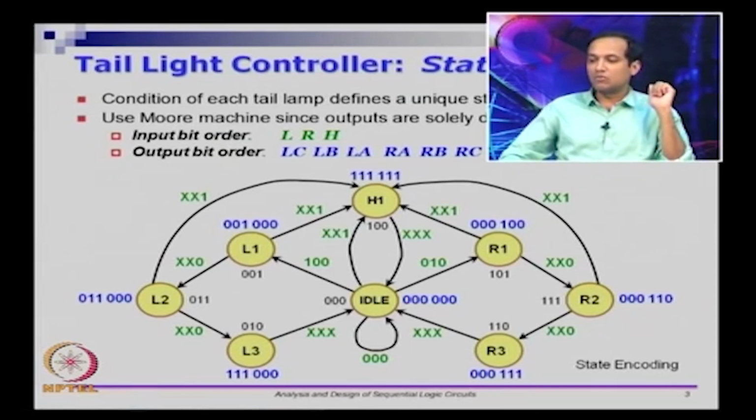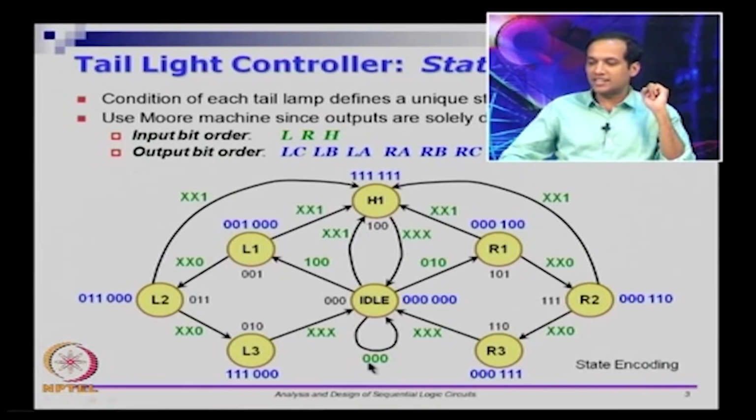In state encoding, for each of the states, instead of symbols H1, R1, idle and so on, we give bits. So let us see the number of states here. There are 3 states for the left, 3 states for the right and 2 states for this, that is overall 8 states. 8 states can be represented using 3 state registers or 3 flip flops in the state register. So there are 3 flip flops, which means they can take 8 different combinations.